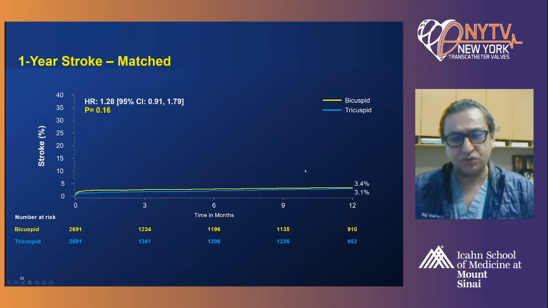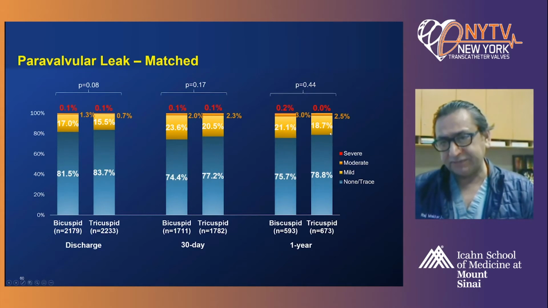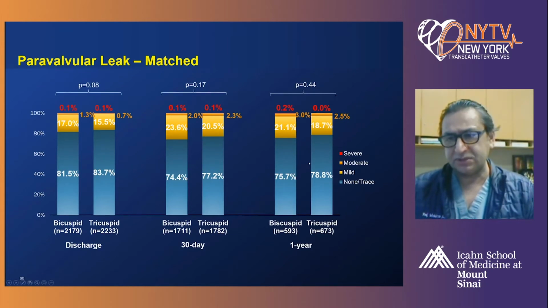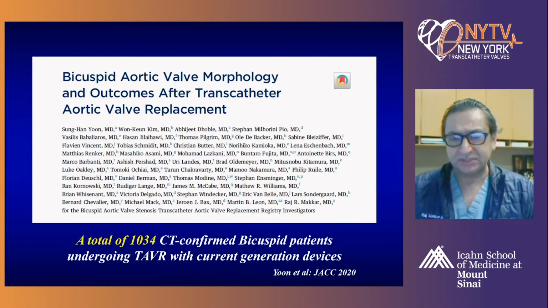And similarly, the stroke rates were very similar at 1 year. The paravalvular leak rates were also not different between bicuspid and tricuspid aortic stenosis, but I think it is important to understand these are site-reported without core lab adjudication. Similarly, mean gradients and aortic valve areas were also similar between bicuspid and tricuspid aortic stenosis.